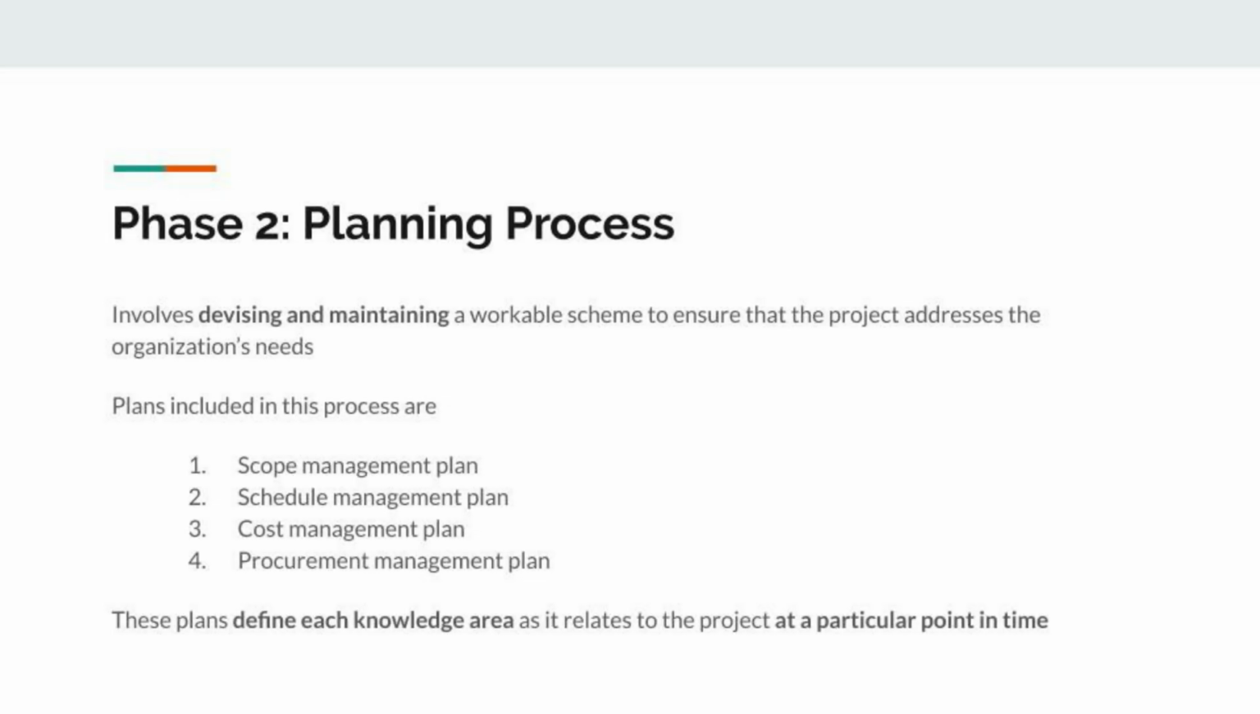So here's phase 2, the planning process. It involves devising and maintaining a workable scheme to ensure that the project addresses the organization's needs. Plans included in the process are the scope management plan, schedule management plan, cost management plan, and procurement management plan. These plans define each knowledge area as it relates to the project at a particular point in time.